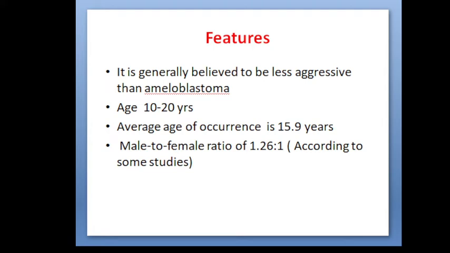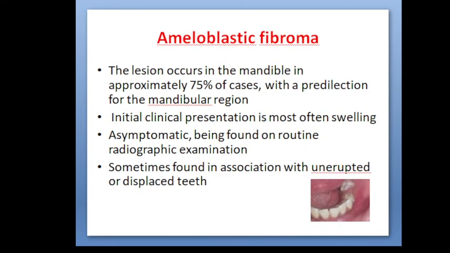It is seen in younger age, usually between 10 to 20 years. Average age of occurrence is 15.9 years and male to female ratio is 1.26 is to 1. Ameloblastic fibroma is seen in mandible in approximately 75% of the cases. Maximum of these occur in mandibular region.